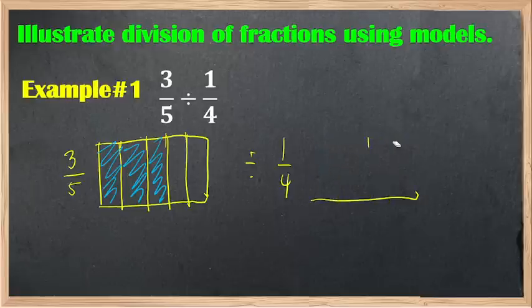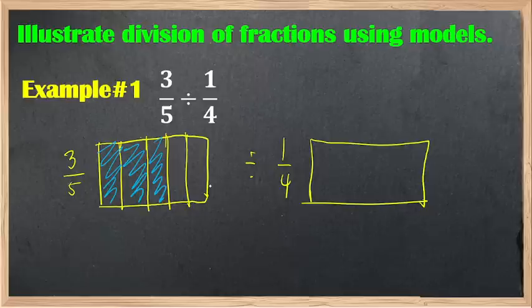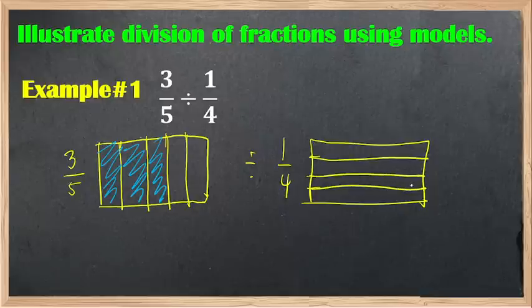So let's illustrate it again. This time, we're going to illustrate 1/4. This one is vertical, this one is horizontal. Okay, so it's important that you know that the other side is horizontal and the other side is vertical. So we have 1/4, one shaded region. Therefore, we have now 3/5 and 1/4.